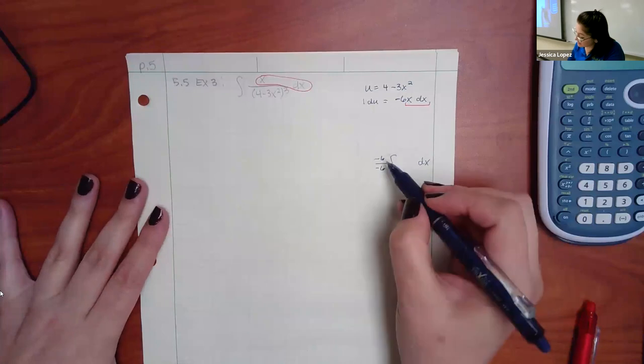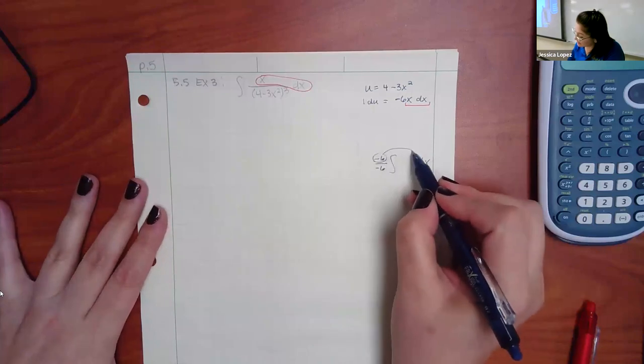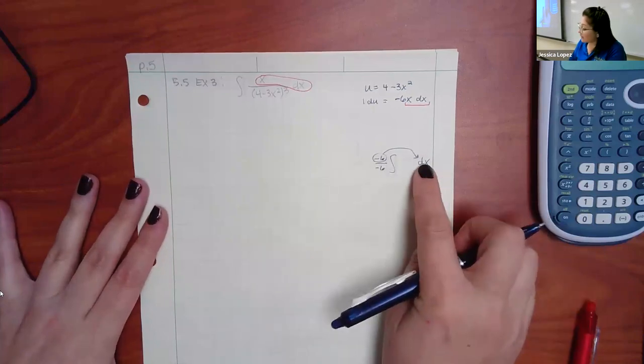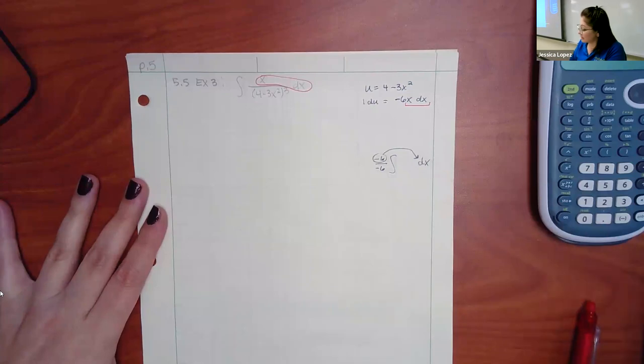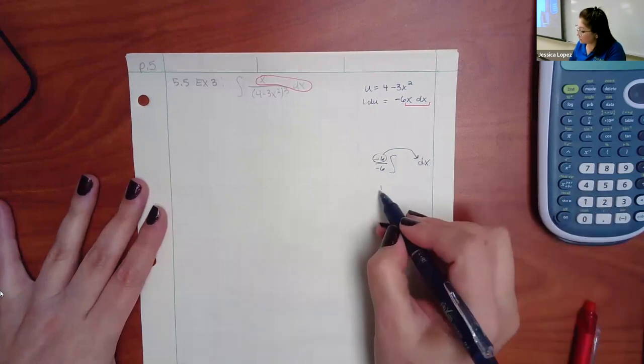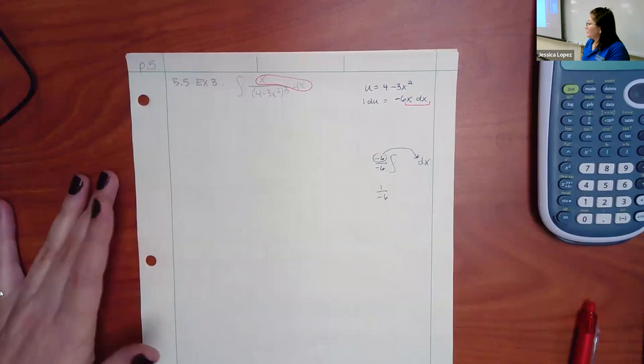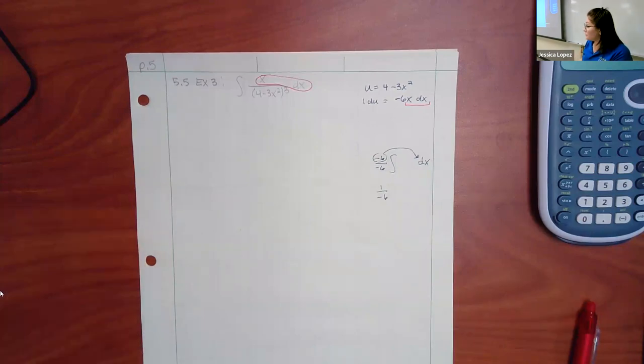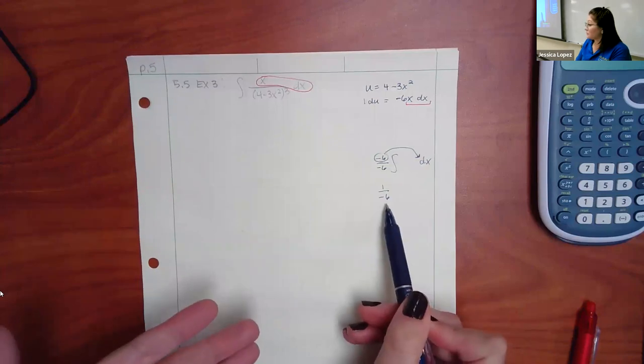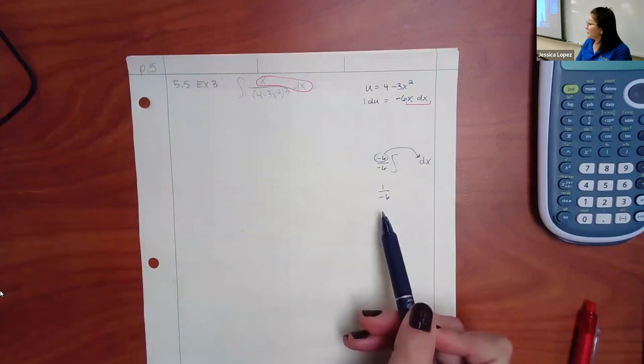But then what they do is they stick this negative 6 on the inside so that it can go away with the u or du in this. And then they're still left with this negative 1/6 on the outside, okay? So that's one of the options to do. In the end, you end up with a 1 over negative 6 on the outside, right?